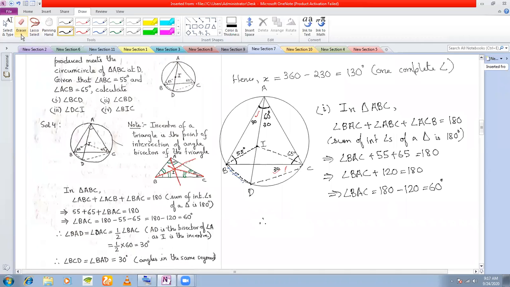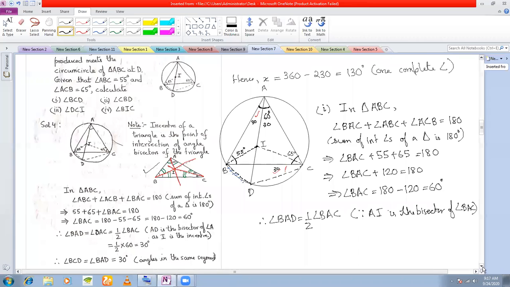Since, therefore, angle BAD must be equal to half of angle BAC. Why will this be? Because we know that AI is the bisector of angle BAC, since any straight line that passes through the incenter must be a bisector, as I have shown here also.